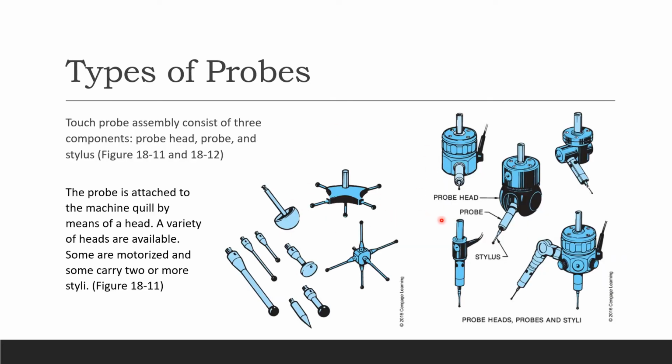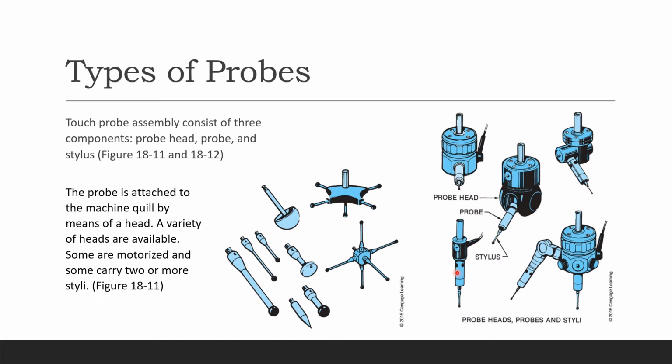Okay, continue. So touch probe assembly consists of 3 components, your probe head, and then your probe, and then your stylus, okay? And you can see many different kinds of probe right there. So probe is attached to the machine quill by means of a head, and a variety of heads are available. We have different kinds of heads right there. And some of them are totally motorized, and some carry 2 or more styli.